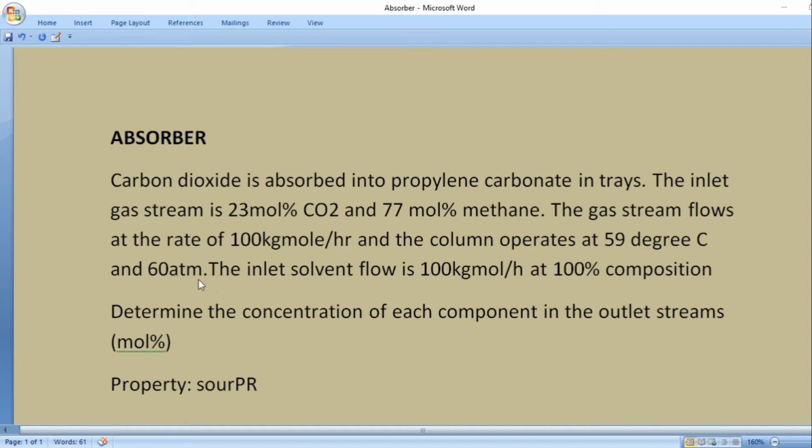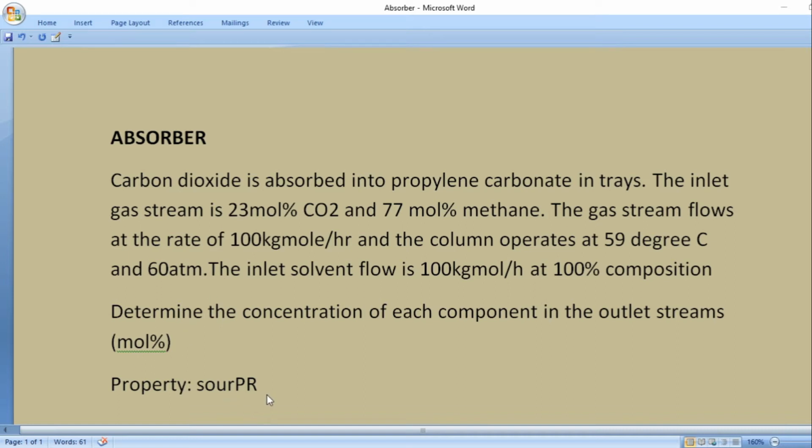So this is the problem statement: carbon dioxide is being absorbed in propylene carbonate. The inlet gas stream is 23 mole percent carbon dioxide and 77 mole percent methane. The gas stream flows at the rate of 100 kg per hour, and the column operates at 59 degrees Celsius and a pressure of 60 atmosphere. The inlet solvent flow is 100 kg per hour at 100% composition. We are asked to determine the concentration of each component in the outlet stream. The property package to be used is PR.